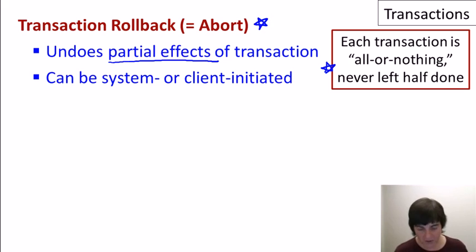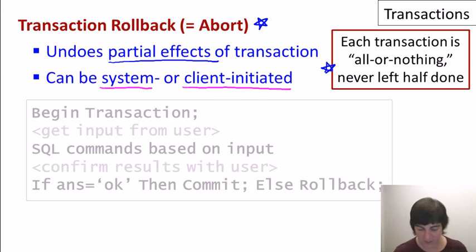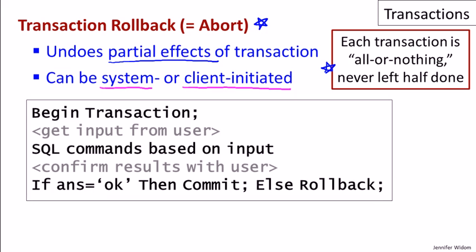Specifically, a transaction rollback can be initiated by the system in the case of an error or a crash recovery, but it can also be client initiated. And let me give a little example where a client might write code that takes advantage of the operation. So here's some toy application code. In this code, the client begins a transaction. It asks the database user for some input.